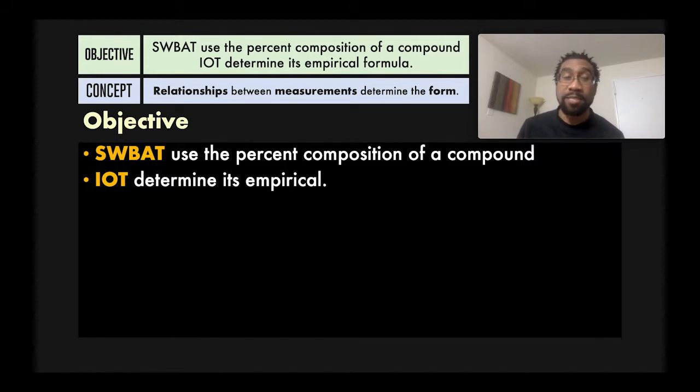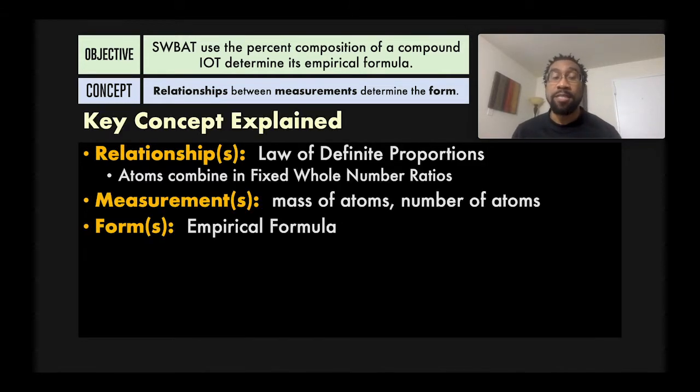So how do we break this down? All right, our key concept here is relationships between measurements determine the form. So when we break that down, this means that we're examining the relationship of the law of definite proportions. That means that atoms combine in fixed whole number ratios. So if you haven't seen my previous video on empirical formula, I suggest you check that out. But we are looking at fixed whole number ratios when we're talking about putting together an empirical formula.